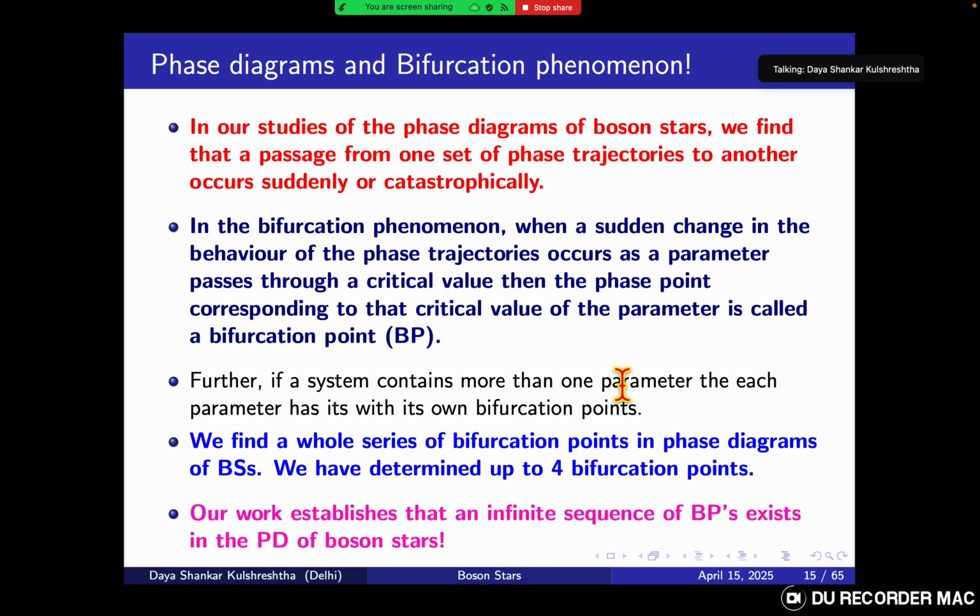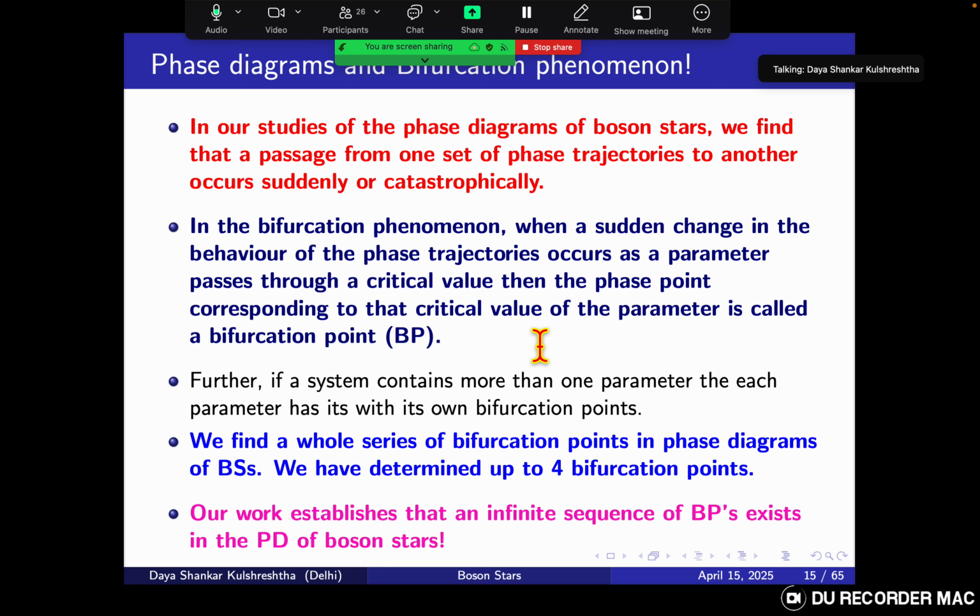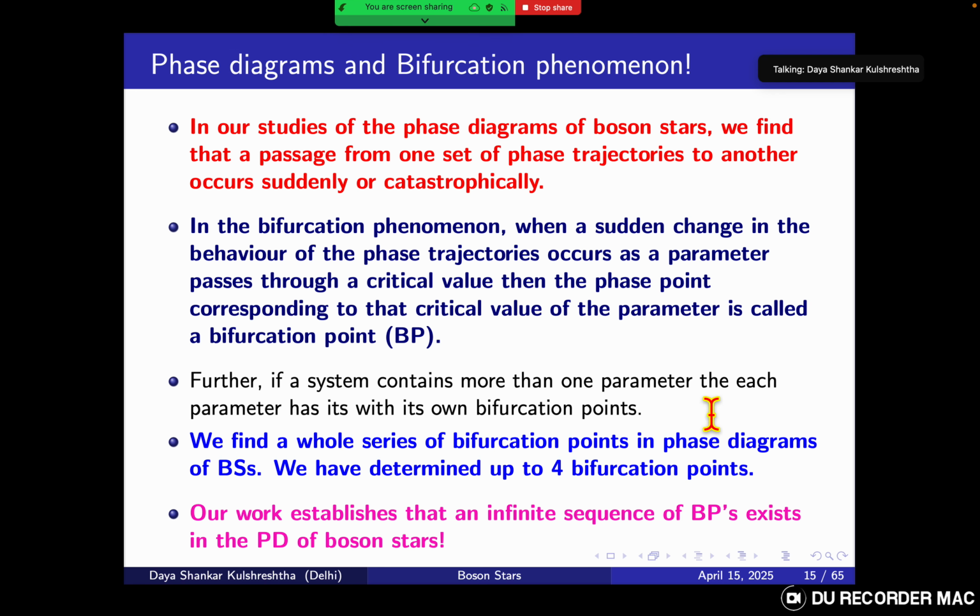So then I am going to present some phase diagrams, and here I would like to explain that in our studies of the phase diagrams of boson stars, we find that a passage from one set of phase trajectories to another occurs suddenly or catastrophically. In the bifurcation phenomenon, when a sudden change in the behavior of the phase trajectories occurs as a parameter passes through a critical value, then the phase point corresponding to that critical value of the parameter is called a bifurcation point. In our model, we obtain up to 4 bifurcation points. However, in the entire series of papers, we eventually establish that an infinite sequence of bifurcation points exists in the phase diagram of the boson stars. Also, if a system contains more than one parameter, then each parameter has its own bifurcation points.